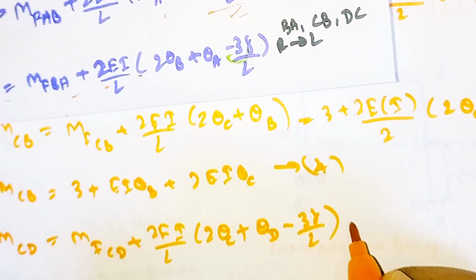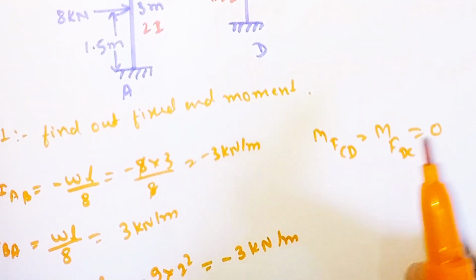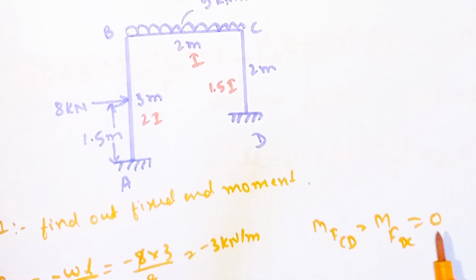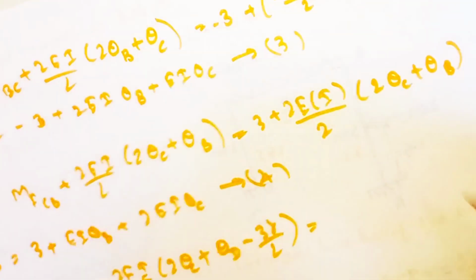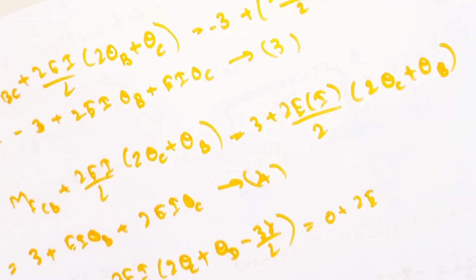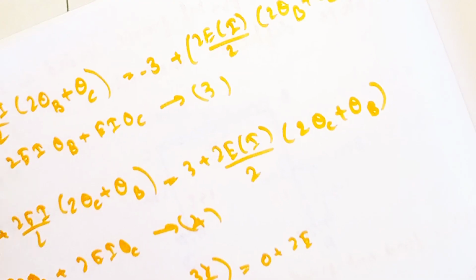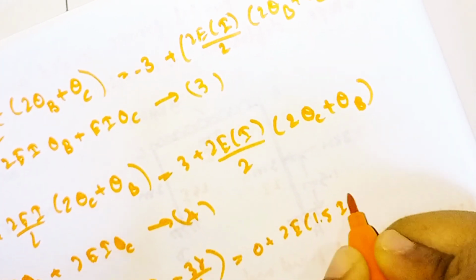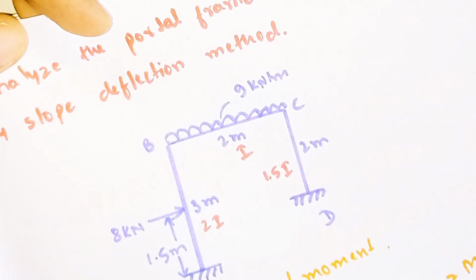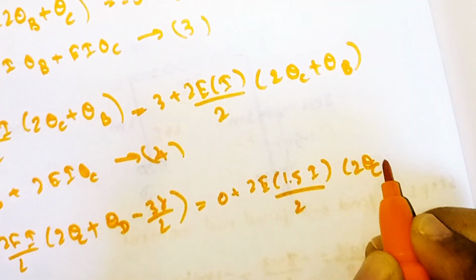So now substitute all the values. So MFCD value we got was 0 because there is no load acting on this span. So value becomes 0. Put this value there. 0 plus 2 into E. So our I value is, for CD span I value is 1.5i. So put this value there. 1.5i divided by length is 2 meter. So put this value there. 2 plus 2 into theta C also has some value.